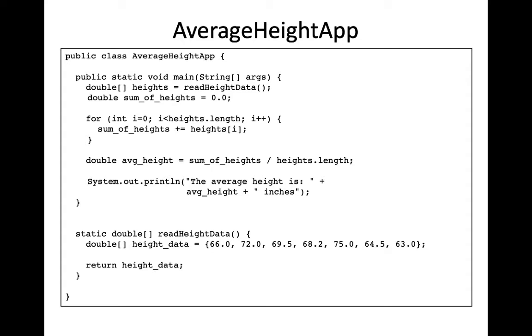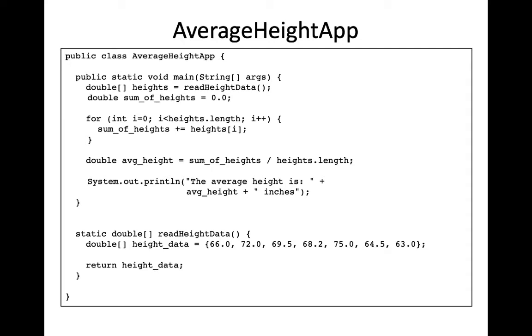So then the next thing I do is declare another local variable. Tomorrow, and on Thursday, we're going to really dig deep into what it means to be a local variable inside of a method. But for now, basically, it's a variable name I can use inside this method. So the next line defines another local variable called sum of heights and initializes it to 0.0.